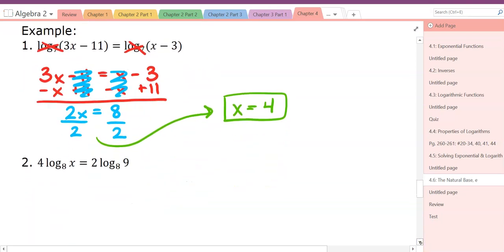Now for this one, because we have these numbers sitting in front of the logarithms, I would first start by moving them so that they're exponents.